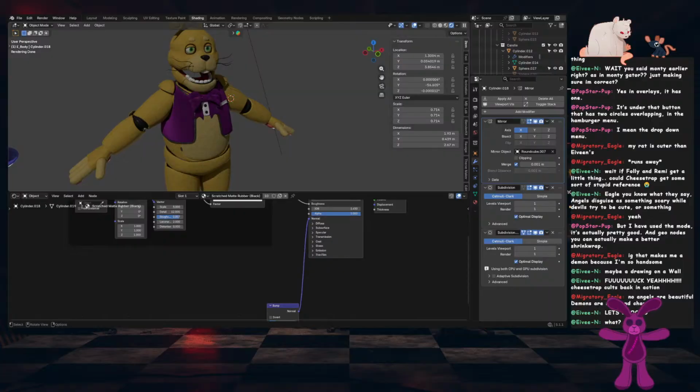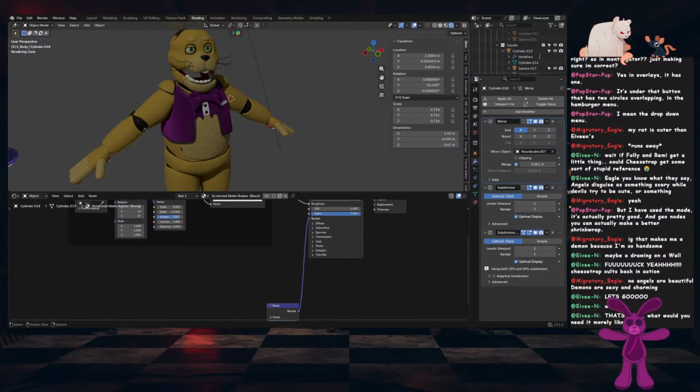What the fuck am I listening to? Because this definitely doesn't belong in this. Fuck it, we'll listen to a different playlist.